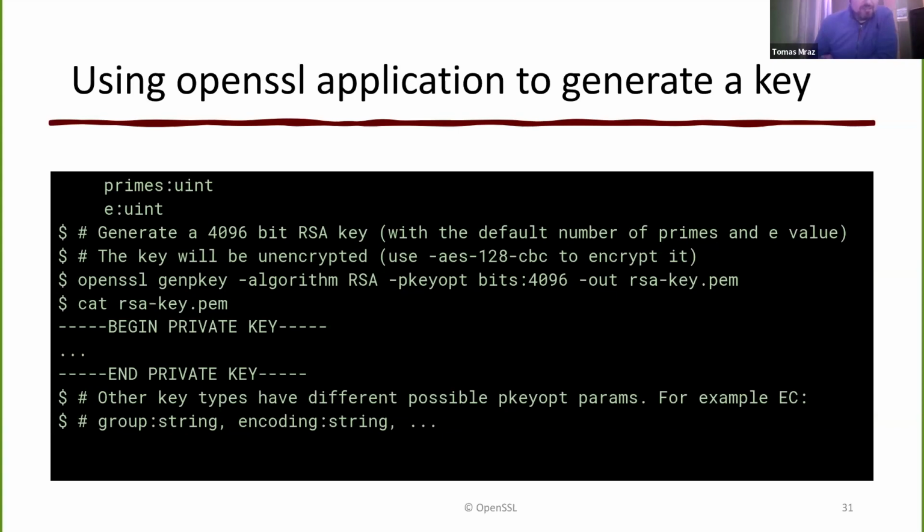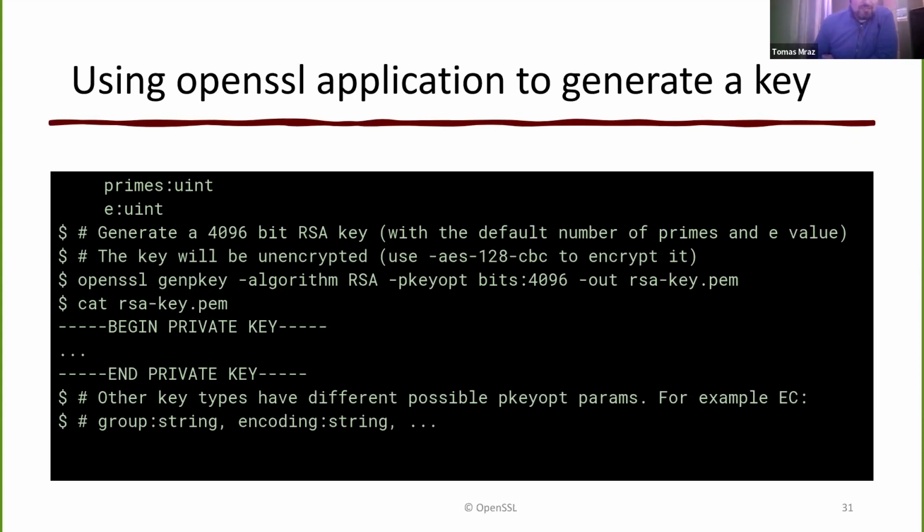And e, that's a little bit less advanced usage, but also does not need to be changed from the default unless you have some very special requirements. The default value is the most common one and the fastest one. That's also secure, and that's 65,537, which is the Fermat number 4.